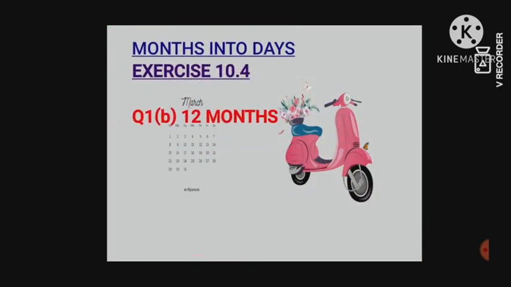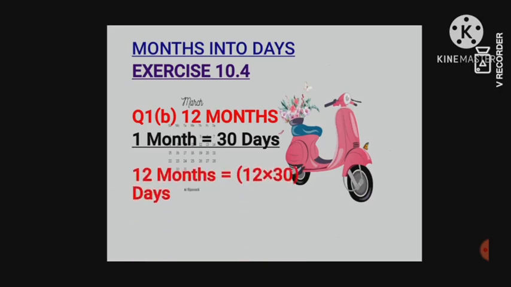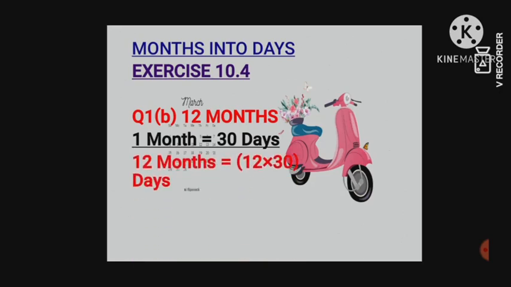Months into days. Exercise 10.4, question 1b, part 12 months. 1 month is equal to 30 days. So 12 months is equal to 12 multiplied by 30 days. Same condition, month is converted into days, so multiply. So 12 months is equal to 365 days.